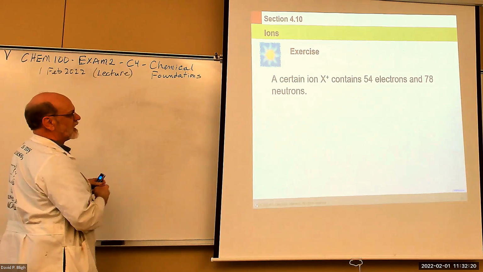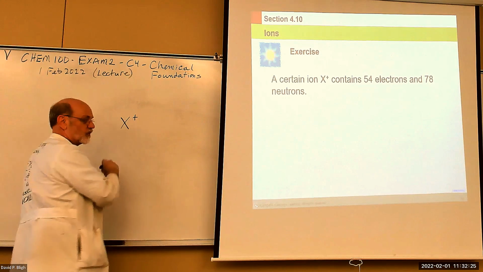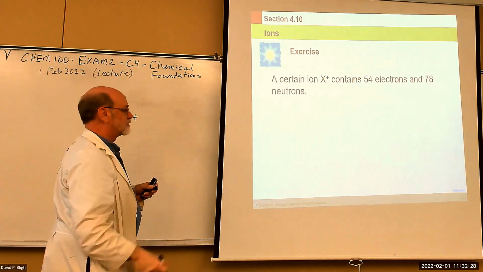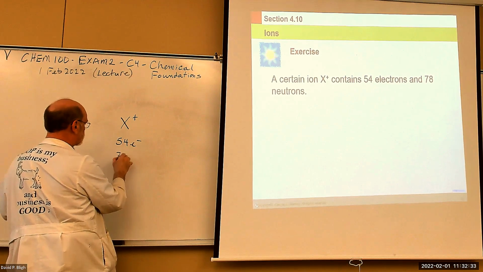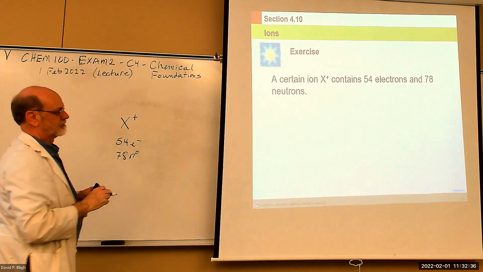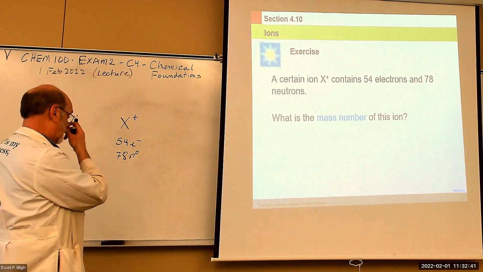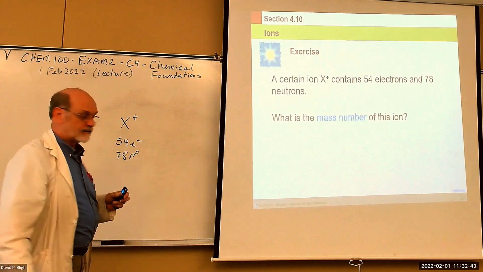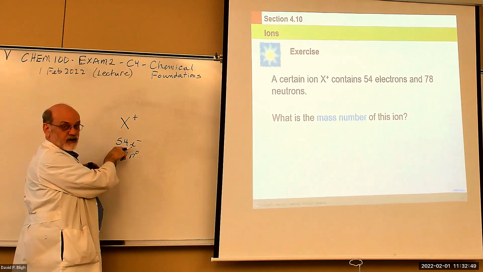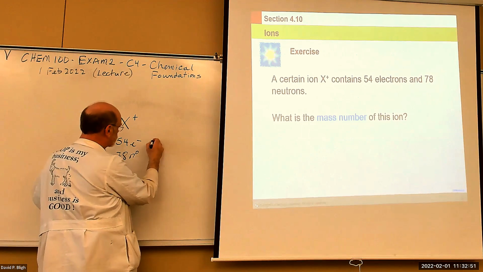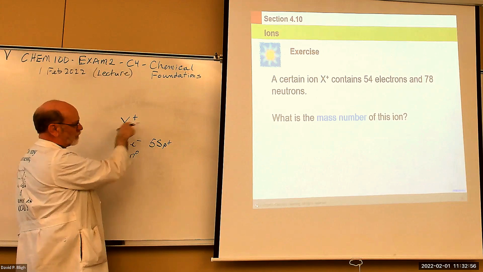A certain ion, X+. What does that say? It's only got 1+ charge. It has 54 electrons and 78 neutrons. What's the question? What's the mass number of this ion? Well, you need to know the number of protons, don't you? If it has a 1+ charge, that means it needs 1 more proton than electrons. So it needs 55 protons, because 55 minus 54 is 1+.